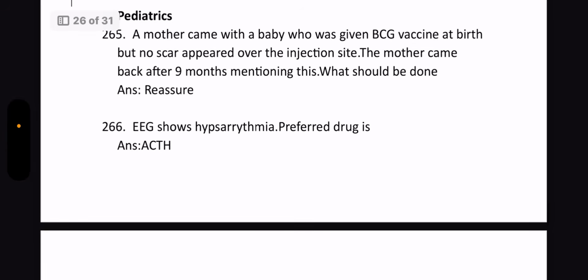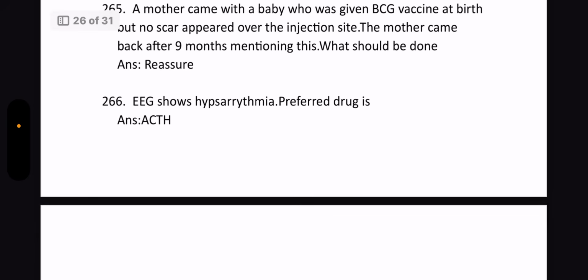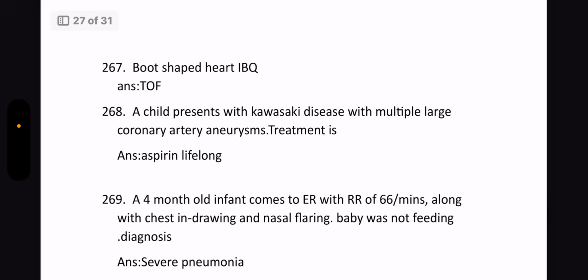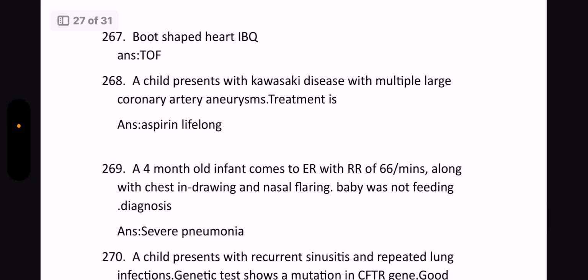Next, pediatric question. Mother came with baby who was given BCG at birth but no scar appeared over the injection site. Now reassure the mother. EEG shows hypsarrhythmia. Preferred drug is ACTH. Boot-shaped heart, image-based question. TOF is the answer.